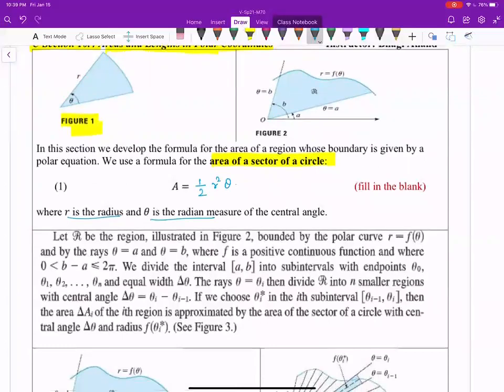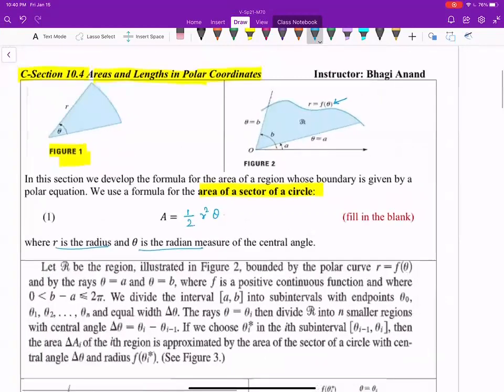Now we are going to take the polar curve as shown, r equal to f of theta here. The curve is not as neat as the circle boundary. It is bounded by theta equal to a and theta equal to b, and we are going to find the area inside the polar curve. So it is under the polar curve, bounded by the radial lines theta equal to a and theta equal to b. This is the area we are going to find.